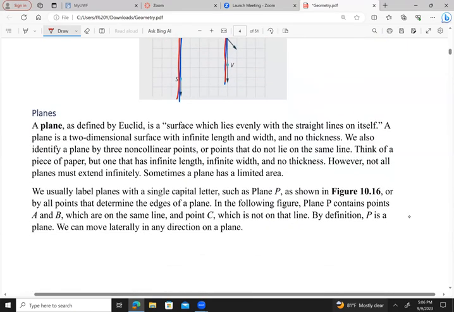A plane, as defined by Euclid, to identify a plane by three non-collinear points. That means points not on the same line. Think of a piece of paper, but one that has infinite length and infinite width and no thickness.